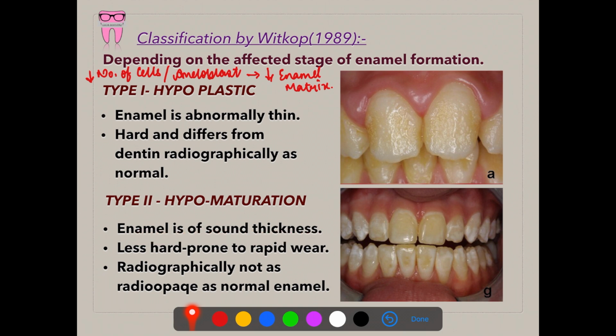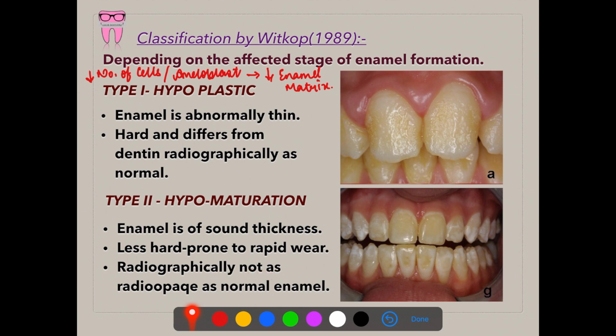Of course, the thickness was defined in the second stage, or the secretory stage, of amelogenesis, whereas hypomaturation or maturation takes place in the third stage. So the first two stages of amelogenesis are not affected in this type of amelogenesis imperfecta. Only the third stage is affected. Hence the enamel is of sound thickness, less hard, of course, because of improper mineralization, prone to rapid wear, and radiographically not as radiopaque as normal enamel.